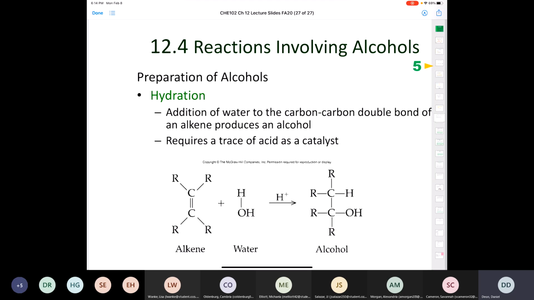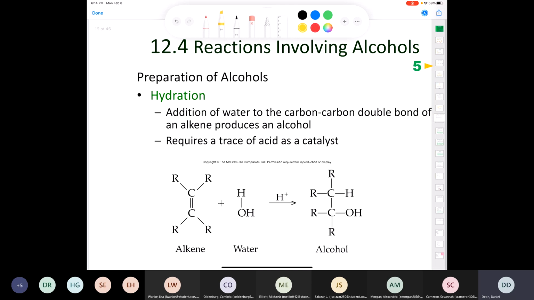If you have alcohols at your disposal and you're a chemist, you can make quite a few different things from alcohols. But before we talk about what you can do with an alcohol, we're going to talk about how to make an alcohol. So you don't have an alcohol yet. What are some ways you can make an alcohol? Well, one of the best ways to make an alcohol is from a hydration reaction.